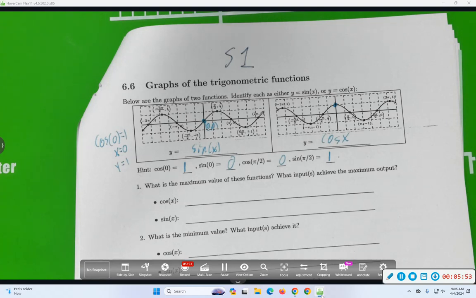All right. So we now have the graphs of sine and cosine. Let's see what we can observe about them. Whenever you have a graph, you can start asking things based on the graph. What's the maximum value these things achieve? 1.